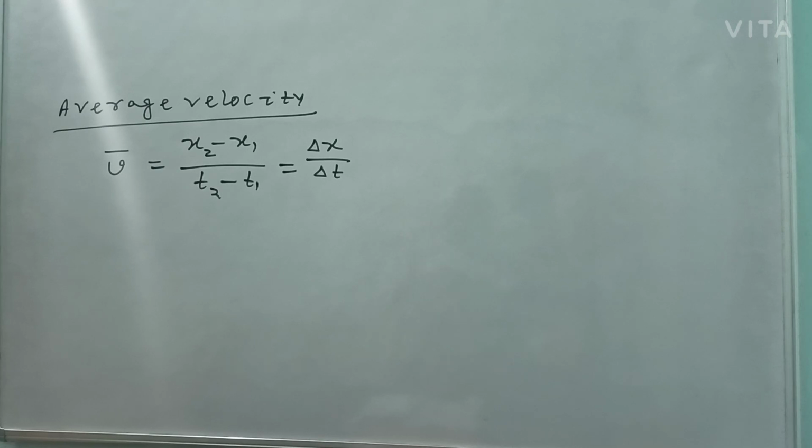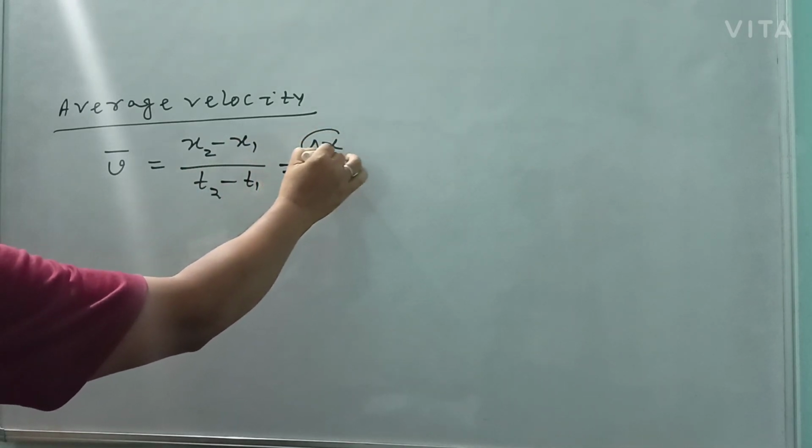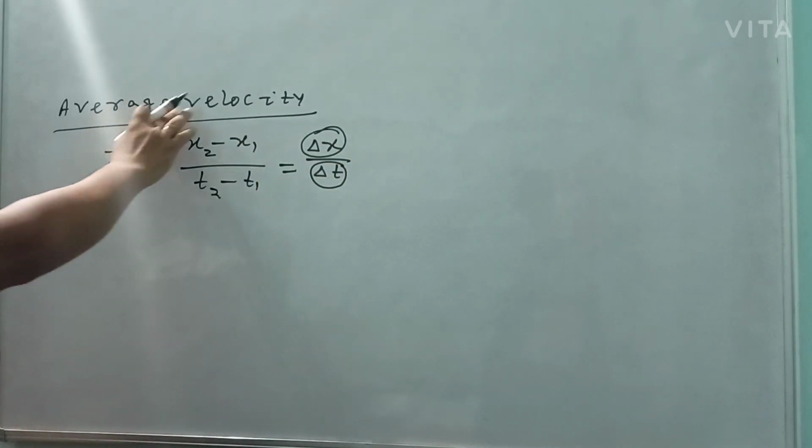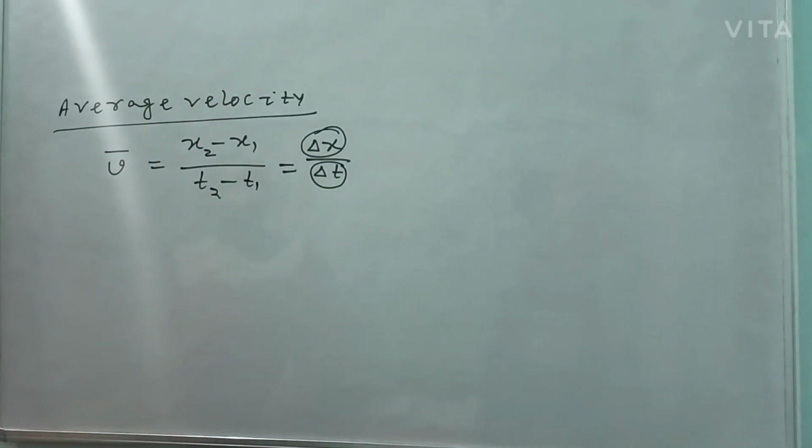x1 is the position of the object at time t1. x2 is the position of the object at time t2. So x2 minus x1 is change in position. t2 minus t1 is change in time. So this is delta x, that is change in position. This is change in time. So average velocity V bar is equal to this. If you know position, then you are able to find out average velocity.